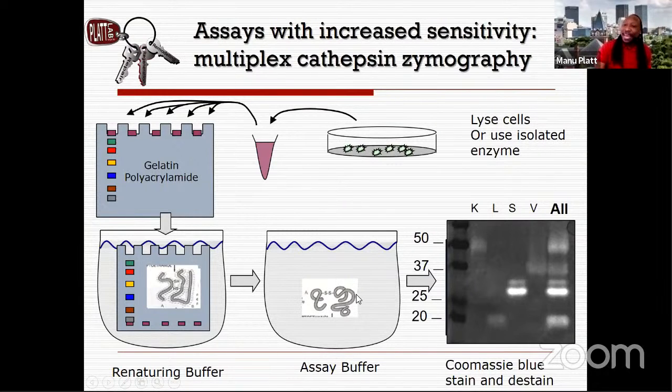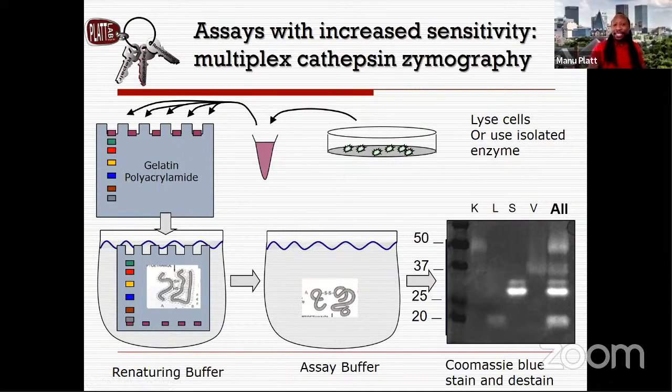Then we can put them into an assay buffer that's perfect for their behavior, a mildly acidic environment, mildly reducing for that cysteine at the active site. And they will cleave away that gelatin overnight at the site to which they were separated, such that we can stain with Coomassie blue the next morning. You get a dark blue background, cleared white bands indicate where your active cathepsins were.